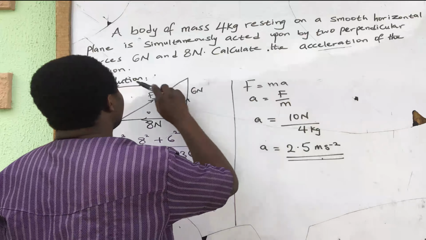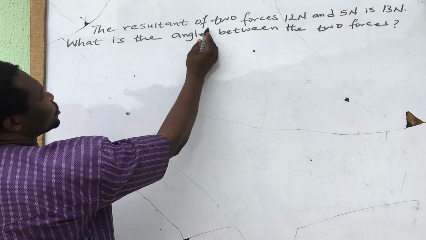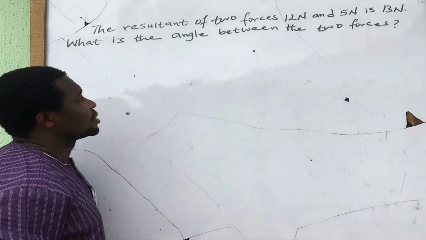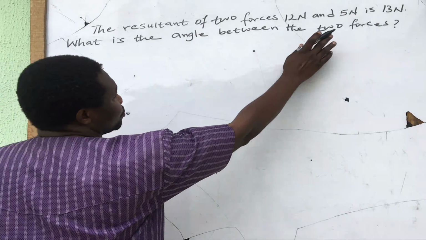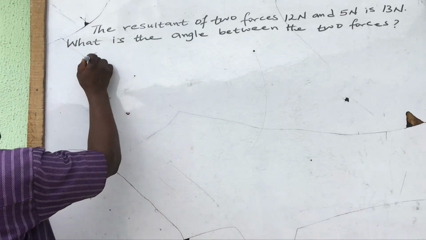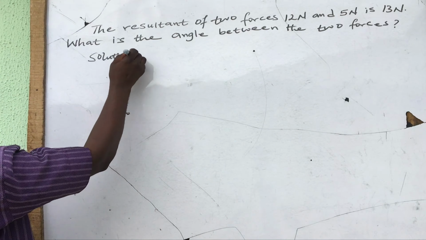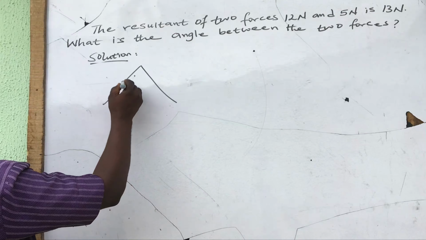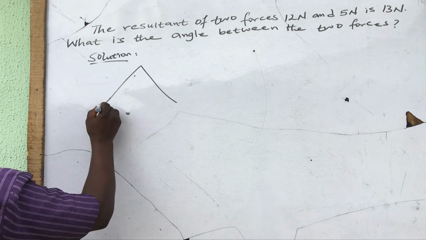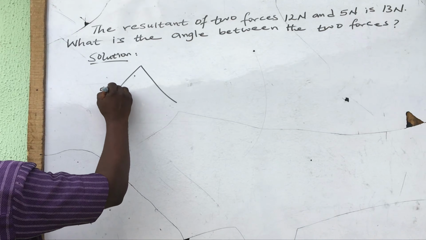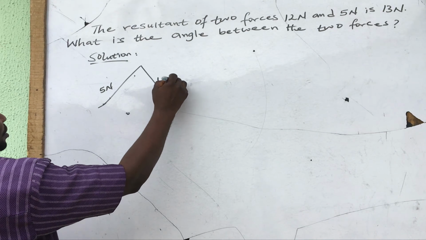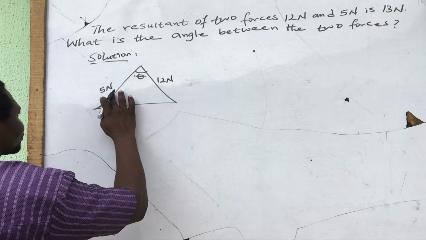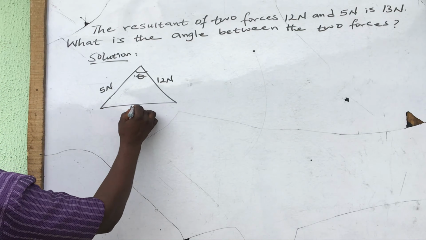Acceleration of the motion. The resultant of two forces, 12 Newton and 5 Newton, is 13 Newton. What is the angle between the two forces? To do this, let's represent the two forces using two sides of a triangle. This is 5 Newton, and this is 12 Newton. This is the angle between them, theta, and this is the resultant force, the resultant force 13 Newton.